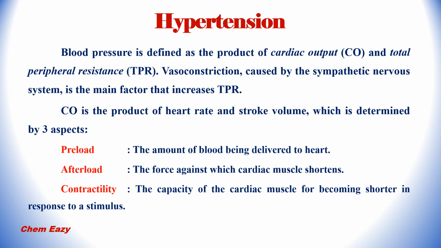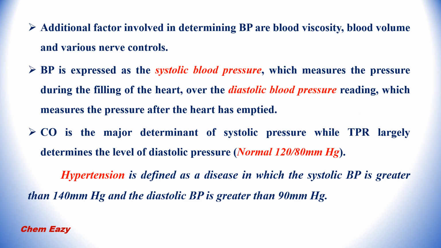One is preload, that is the amount of blood being delivered to the heart. Second one is afterload, the force against which cardiac muscle shortens. And the third one is contractility, that is the capacity of the cardiac muscle for becoming shorter in response to a stimulus. Additional factors involved in determining blood pressure are blood viscosity, blood volume, and various nerve controls.